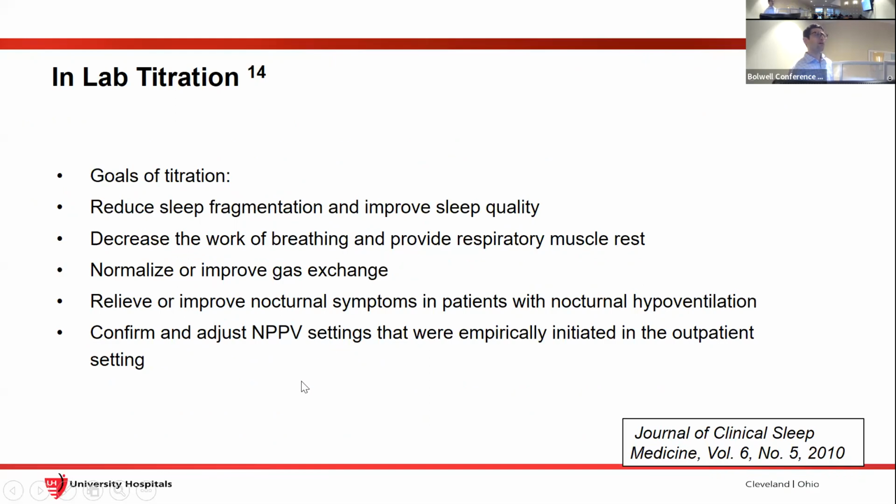In terms of your goals: the patient comes to the lab, and you get an email from either the nurse or the tech to clarify the goals of the study. Broadly speaking, you want to reduce sleep fragmentation. You want them to sleep better at night and be well rested. You want to decrease the work of breathing and provide respiratory muscle rest, normalize or improve gas exchange, and relieve or improve nocturnal symptoms if they have hypoventilation. And if you started the non-invasive ventilation empirically, then it's your opportunity to fine-tune those settings.